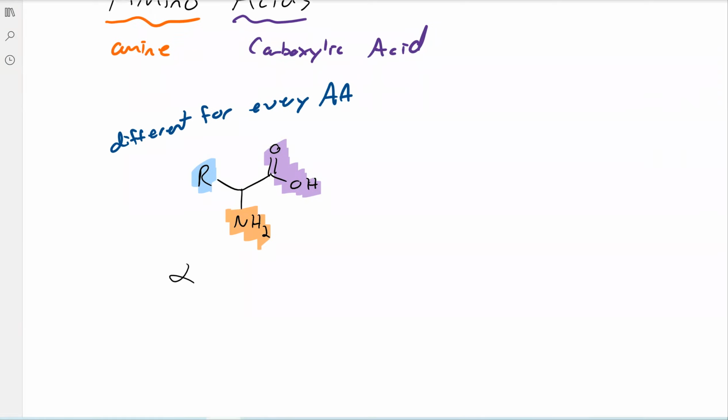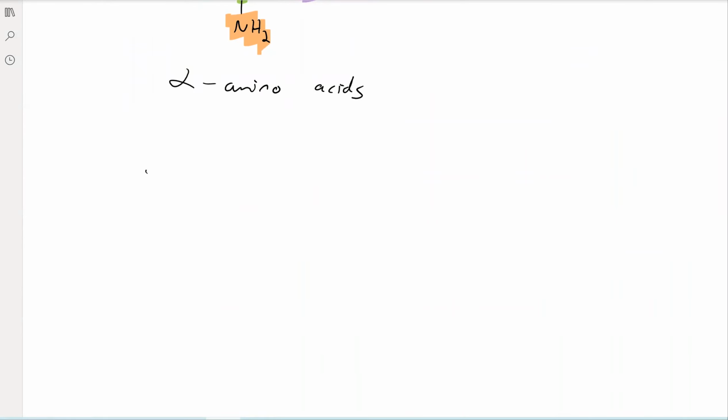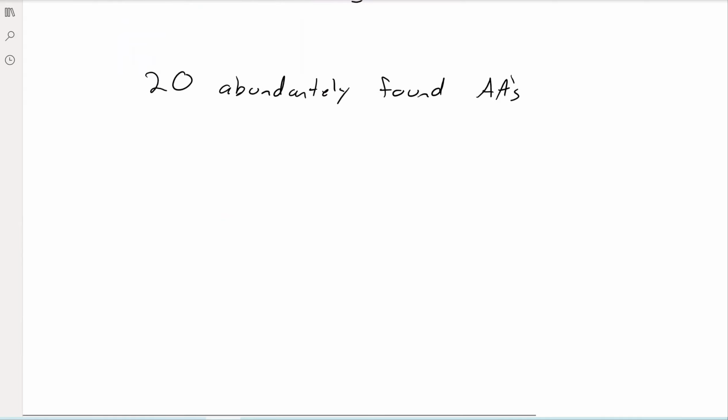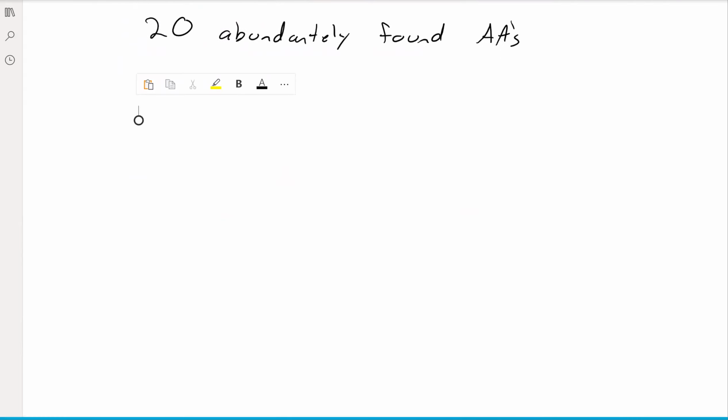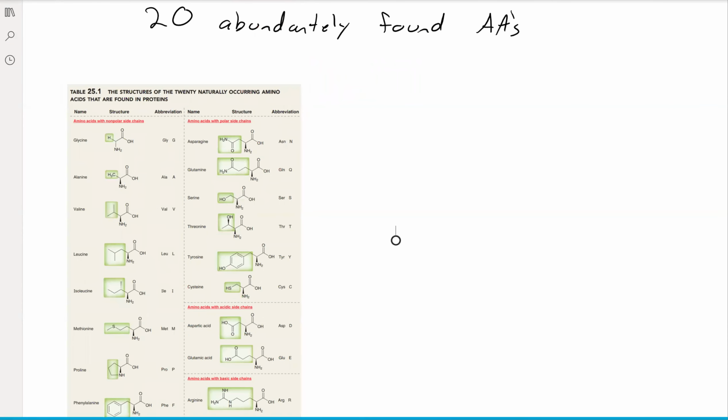Generally, these are also sometimes called alpha amino acids. And that's because this is the alpha position, right? And you can see that the amine is pointing off the alpha position. There are a lot of different amino acids found in nature, but there's about 20 that are abundant. And then, of course, I've copy pasted this image from your textbook, right? That shows you the 20 different amino acids.